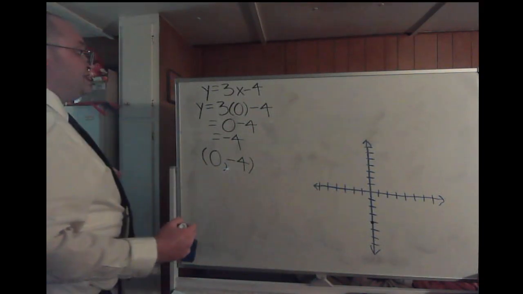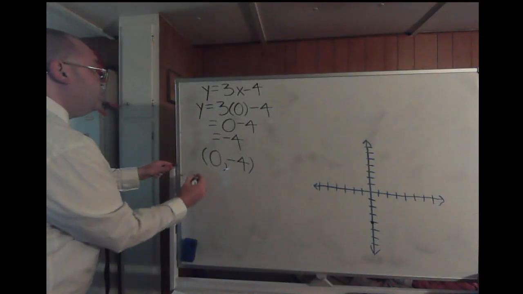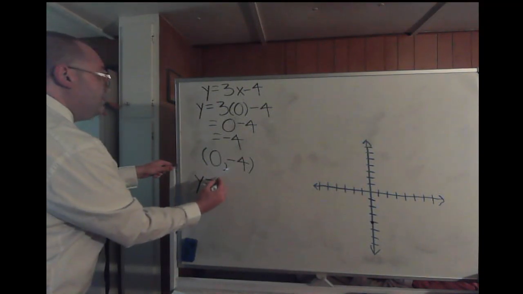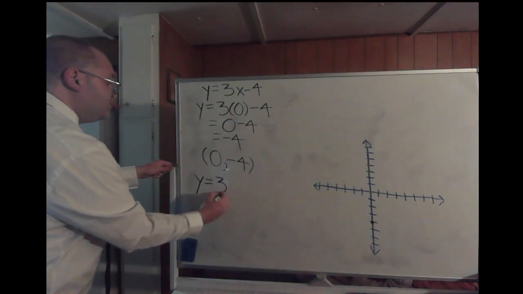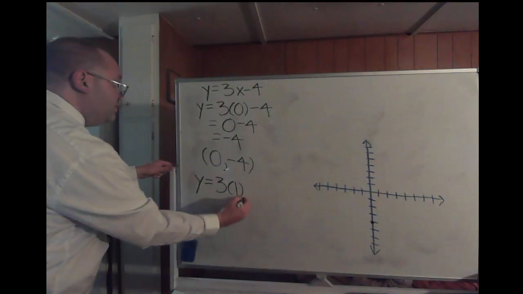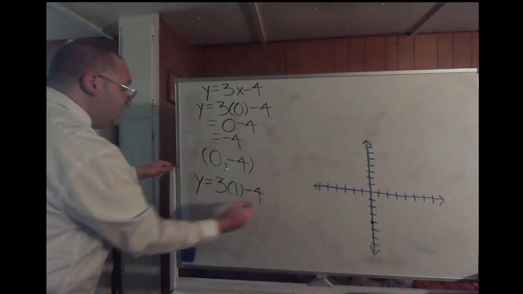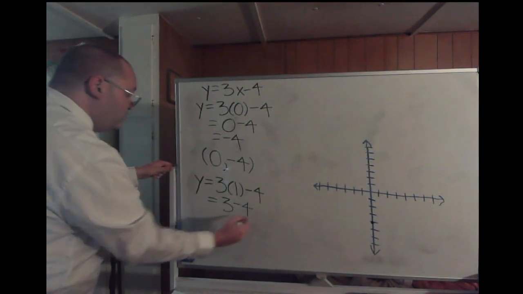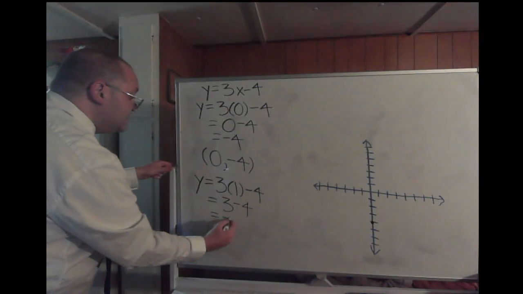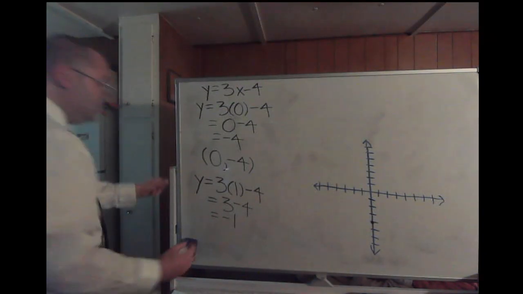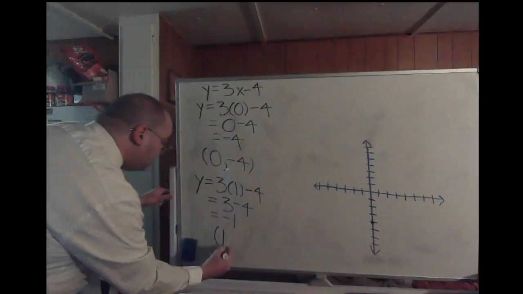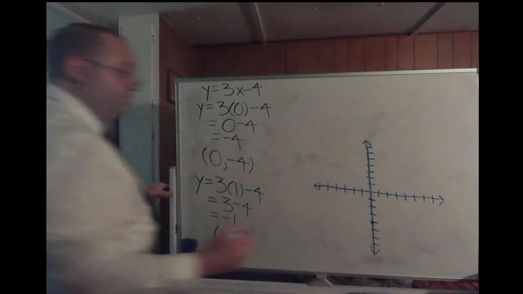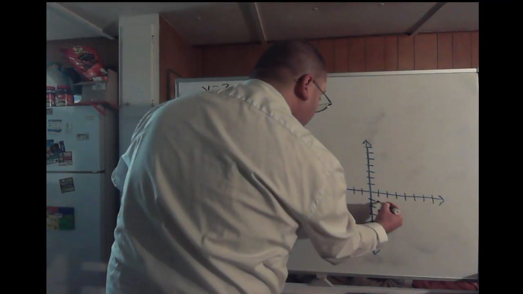Okay, how about this time we do x equal to 1. So we'll set x equal to 1, y equals 3 times 1 minus 4. Well, 3 times 1 is 3. You'll have y equal to 3 minus 4. 3 minus 4 is negative 1. So that means when x equals 1, y equals negative 1. Therefore, you get the ordered pair 1, negative 1, which would be sitting right here.